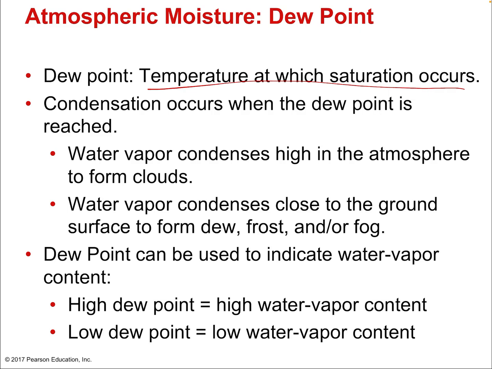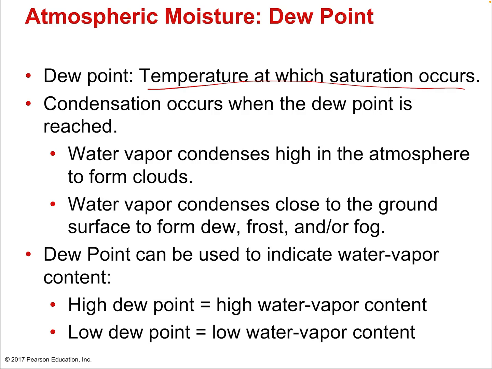Water vapor condenses high in the atmosphere to form clouds. Water vapor condenses close to the ground to form dew if it's right on the ground, frost, or fog if it's near the ground. The dew point can be used to indicate water vapor content. High dew point means high water vapor content, because that means a high temperature, so a lot of capacity, since capacity goes up with temperature. A low dew point means low water vapor content, because colder air can hold less water, so it has a lower threshold of saturation. So you can see how these terms are related.